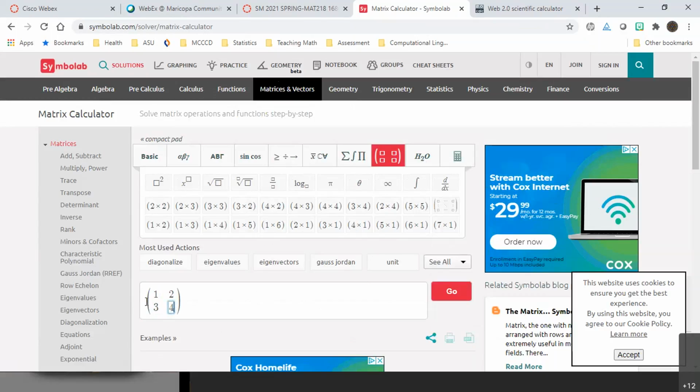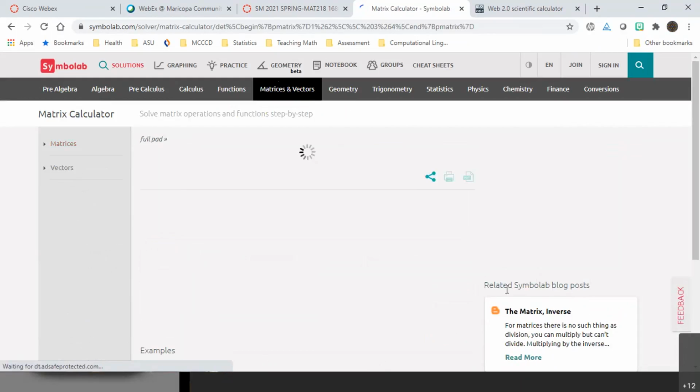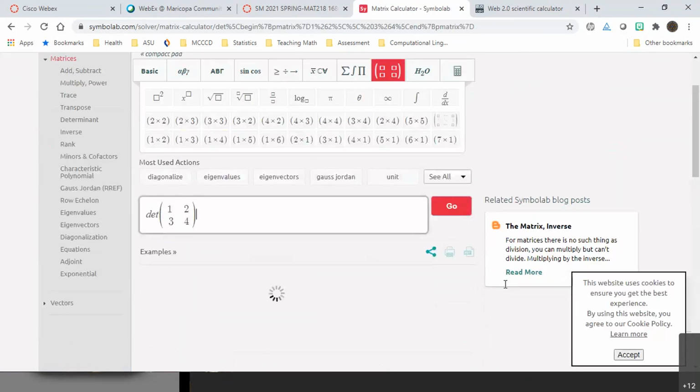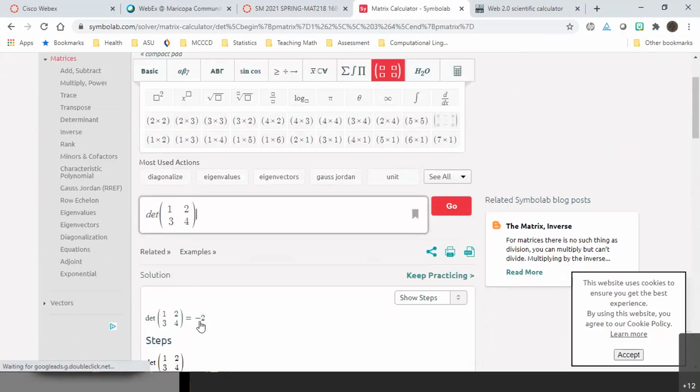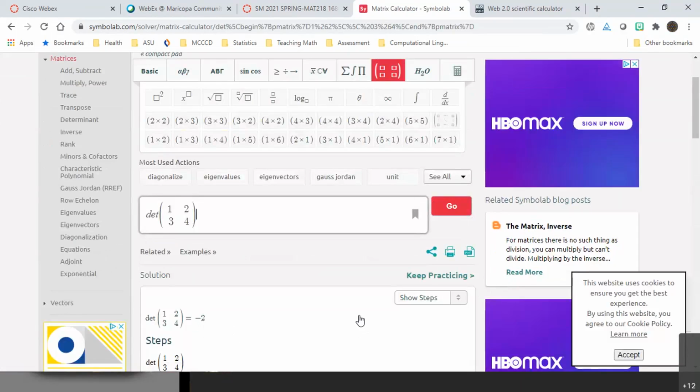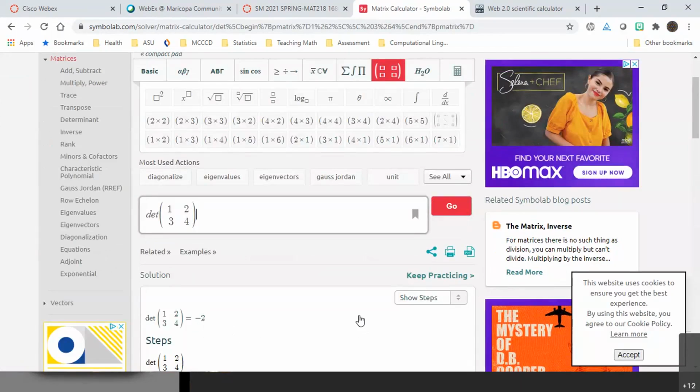Okay, and I think I can just say det, and I should get the determinant. And you can see here's the determinant down here, -2. So Symbolab's a little bit different from the TI, namely whatever option you're trying to do, like inverse or determinant, you put it in front of the name of the matrix. Operations are pretty straightforward. You just use the operation symbol that you're interested in, multiply or add or subtract.